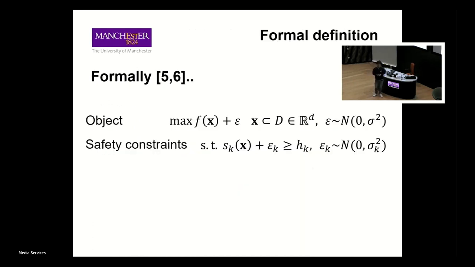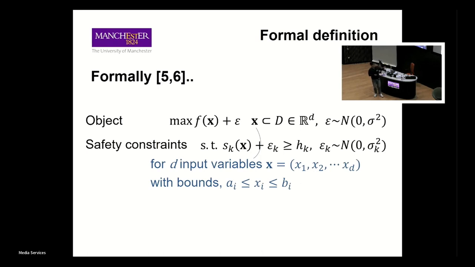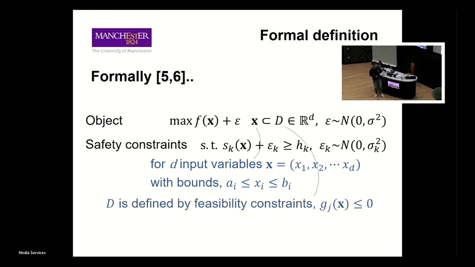Formally, we would like to maximize a noisy objective function, with noise from a Gaussian distribution. We face K safety constraints here, where x is an input point for D input variables from x1 to xD, with bounds on each decision variable, where the domain is defined by feasibility constraints.